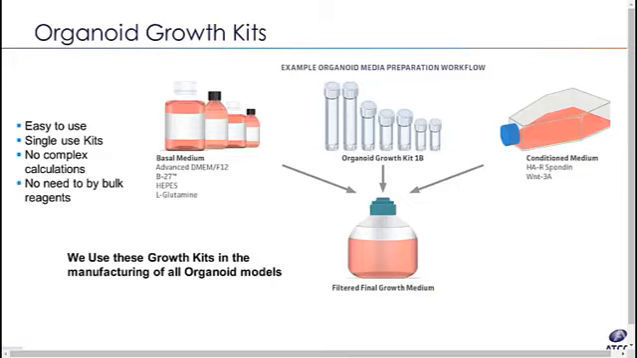These organoid growth kits consist of small molecules and recombinant proteins that I just mentioned. Packaging them in one kit greatly simplifies preparation of the complete growth media. These kits will be single-use lyophilized aliquots that require no real formula calculations. They're designed to be added directly to the base and conditioned media.